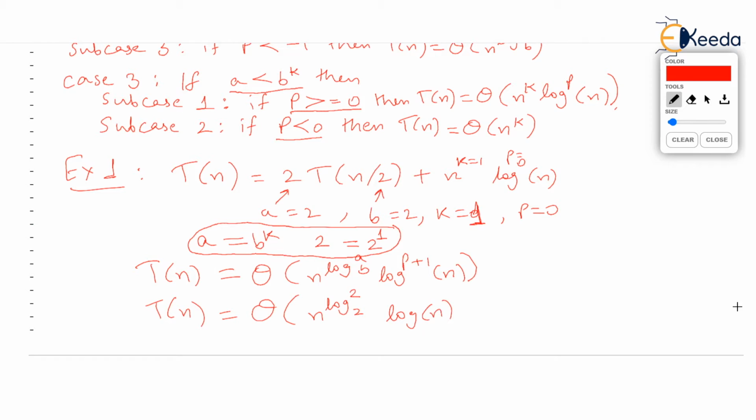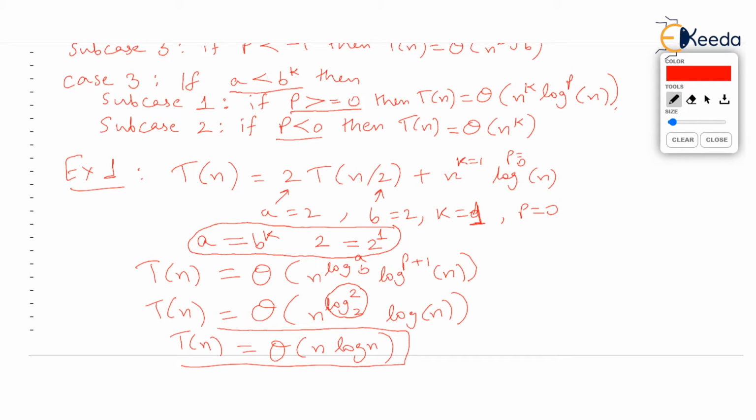I hope you understand. But then log of 2 to the base 2 is 1. I'm not teaching log anymore; we have seen this in the introductory lecture of algorithms. But log 2 to the base 2 is 1. So hence T(n) for this example is theta of n, because it is n raised to 1, n log n. Answer.